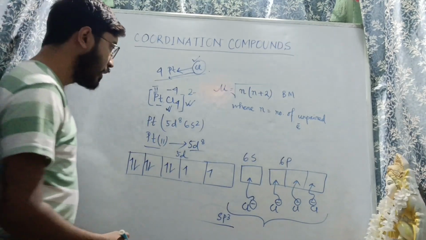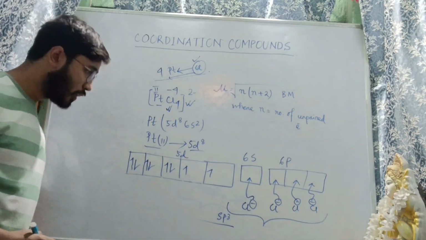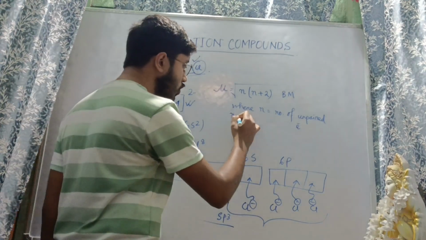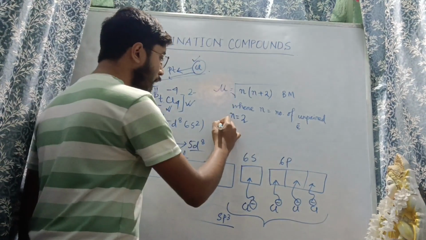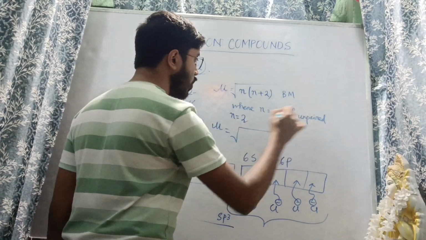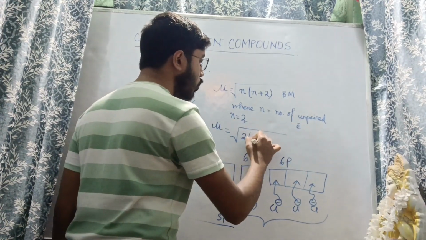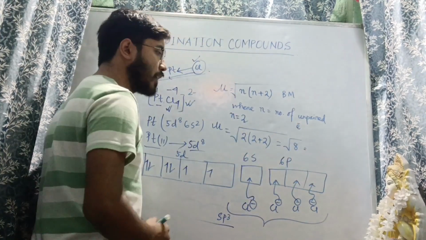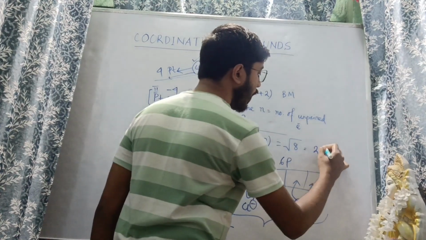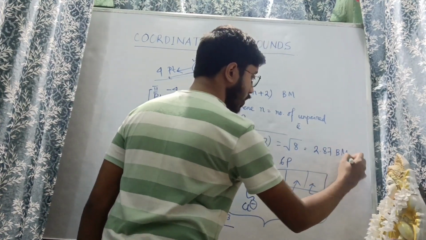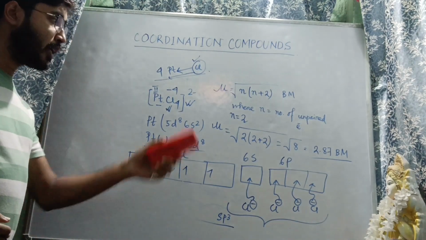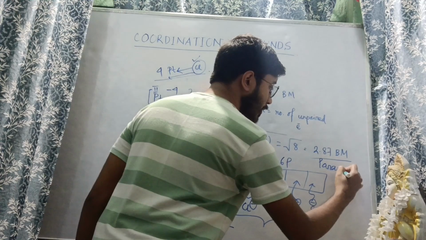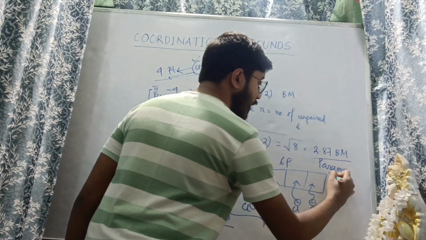So we see that in case of PtCl4, there is a presence of 2 unpaired electrons. So the value of n is 2. So what is the value of mu? That is the square root of 2 into 2 plus 2, that is the square root of 8. It is approximately 2.87 Bohr magneton. So the compound is paramagnetic in nature.